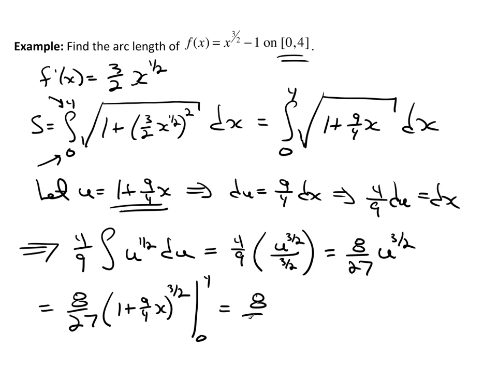So let's see, this is going to be 8/27 times, at 4, the 4's will cancel out. 9 plus 1 is 10. So this is 10 to the 3/2. Minus, at 0, I'm going to have 1 to the 3/2, which is just 1. And there's my answer. Now, this is an exact answer.